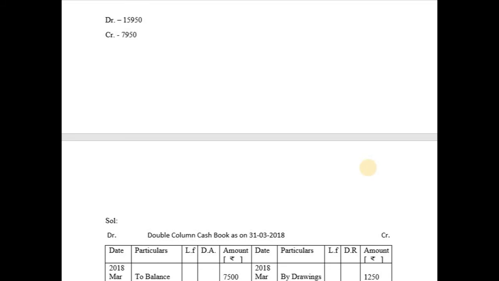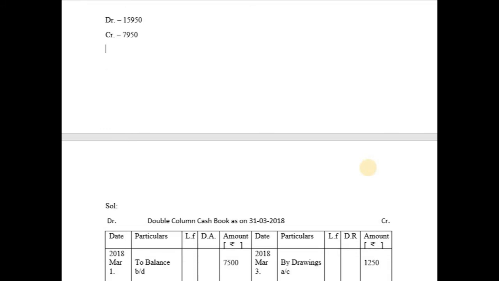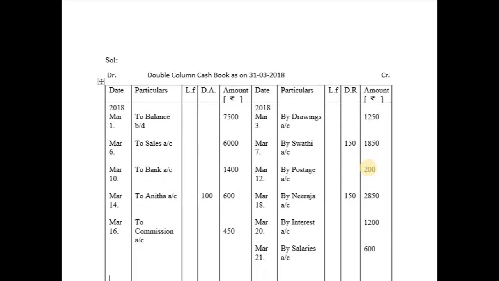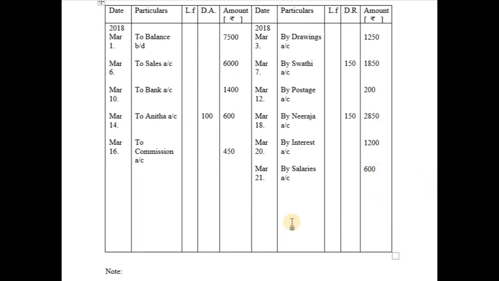So what is the highest value among these two? We have 15,950 as the highest value. So 15,950 will be recorded on both the sides of cash book. So on debit side of cash book you will be writing the total as 15,950. 15,950 will be recorded on debit side of cash book, as well as 15,950 will be recorded on credit side of cash book. So here also you will be writing the total as 15,950.